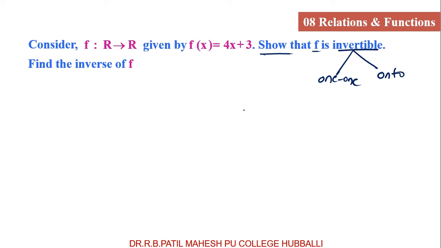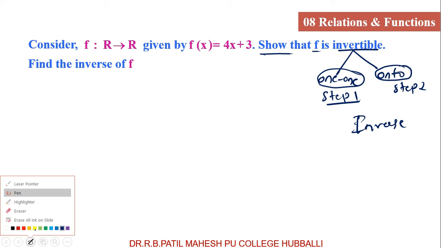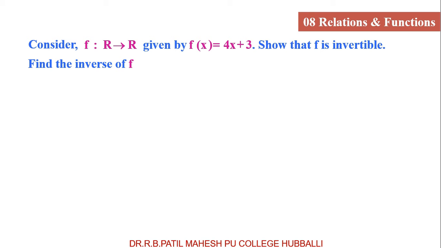Then it is called invertible. So I call this step 1 and this step 2. In step 1 we get that the function is 1-1. In step 2 we get that the function is onto. Later we will find the inverse of the function. After proving 1-1 and onto, we will find the inverse.